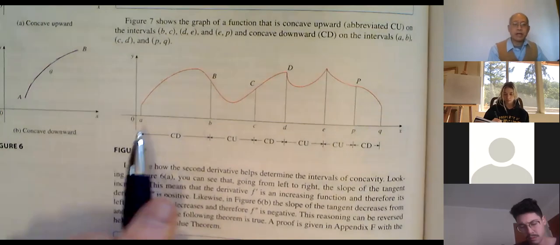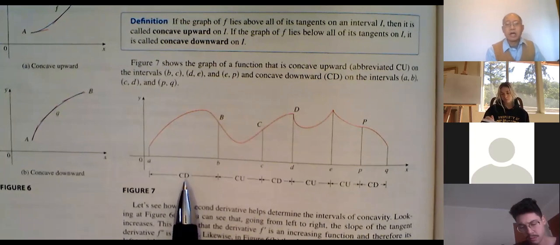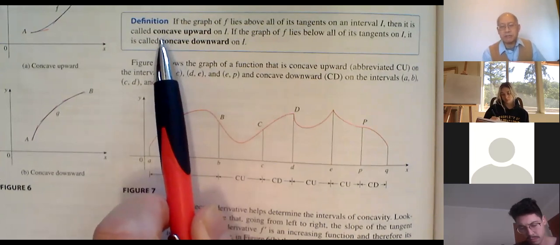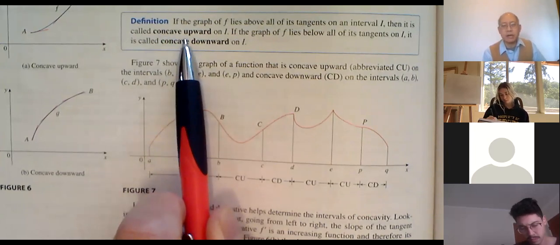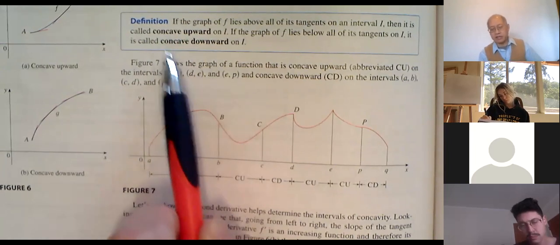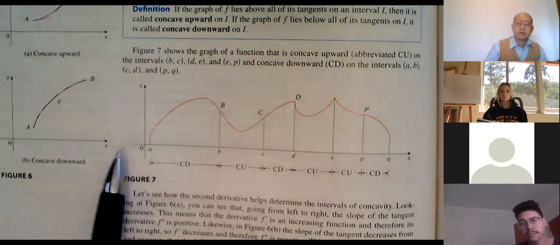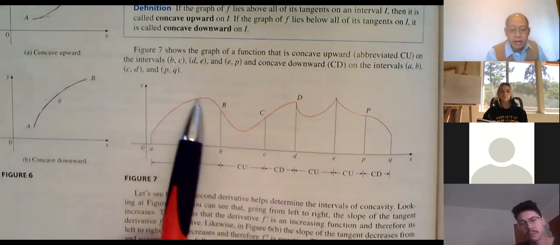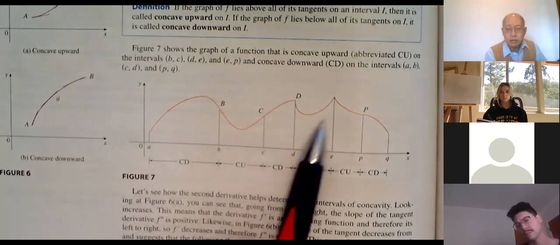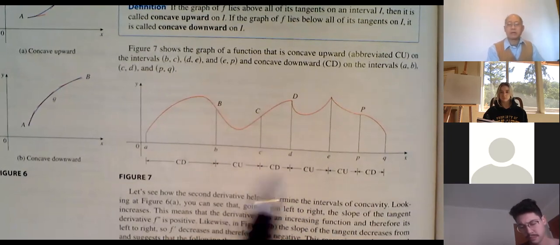So take a look at this picture that they have right here, this figure. Notice the author has the abbreviations, and I'll use them also: CU and CD, because it takes too long to keep writing concave upward and concave downward. Nobody wants to do that. So concave up, CU, concave down, CD. Please follow what's happening here. Upside down U-shape for concave down, U-shape for concave up, and so on. Okay?